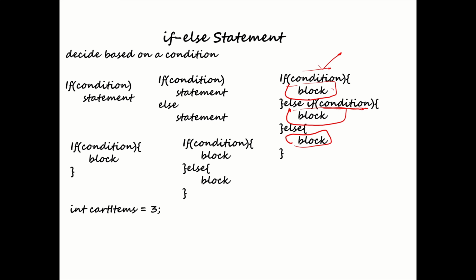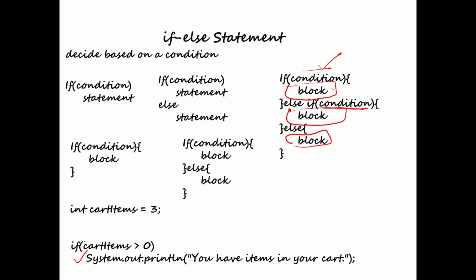Let's see some examples. Assume I have a cart item variable whose value is 3. I want to check something called an if statement. So I'll go with something like if cart item is greater than 0, and I want to execute this particular statement, a simple statement. In this case, 3 greater than 0, yes, it is true, and then this statement will be executed.